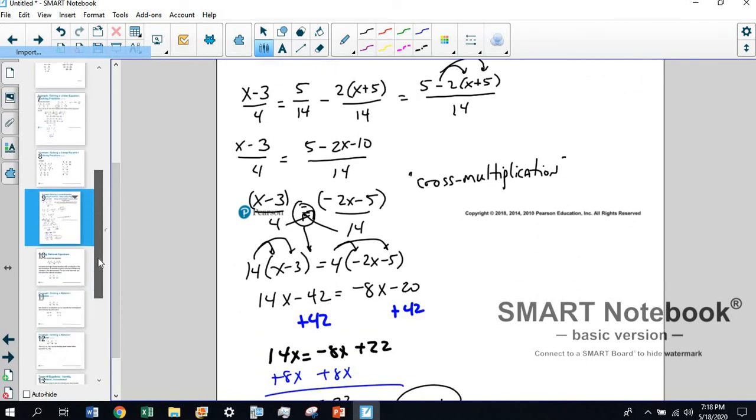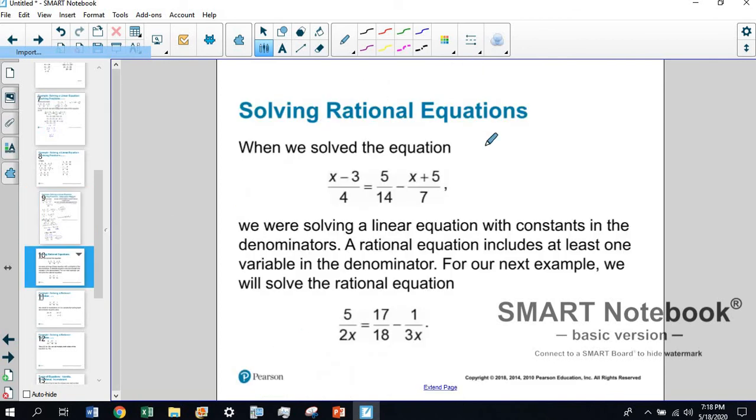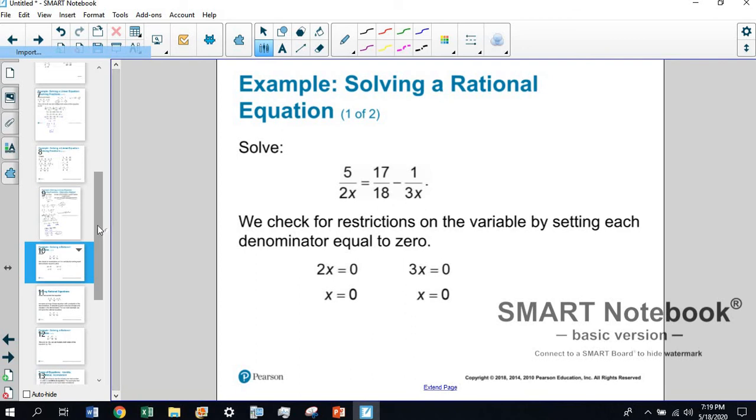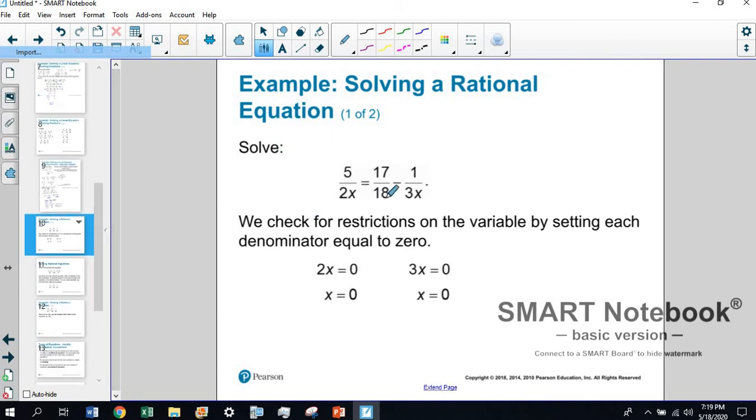Okay, so now as we move into rational equations, we have the same idea. We can do the shortcut method, which is multiply everything by the LCD, or we can solve the left-hand side, solve the right-hand side, and then do cross multiplication. I am going to follow along with the method given here. We're going to solve this equation.